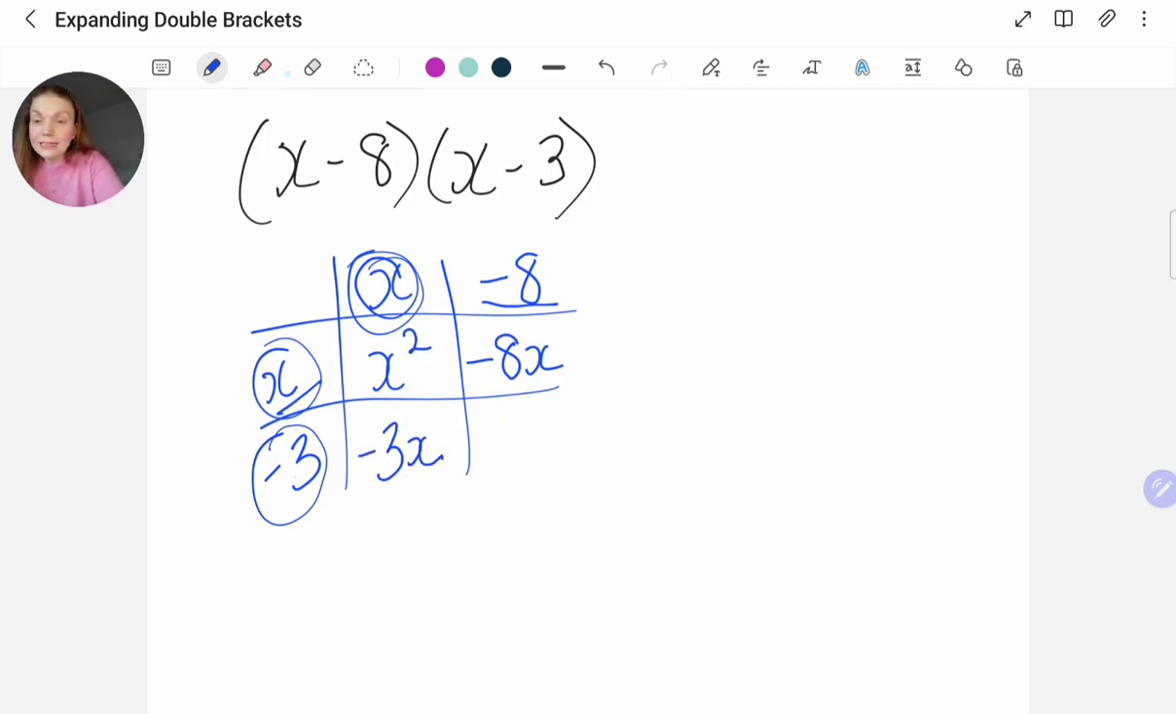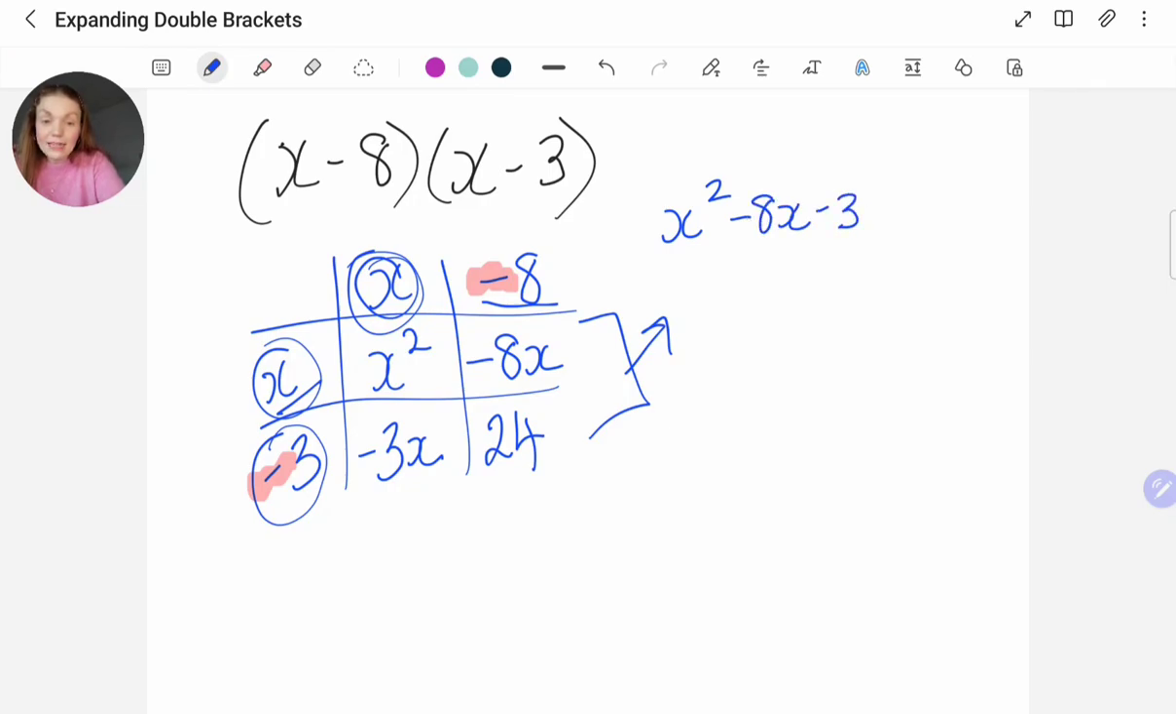Now remember, two minuses. What does two minuses give you? Two minuses is a plus. Remember, if the signs are the same, it's positive, and if the signs are different, it's negative. So that's what you need to remember. Signs are the same, so it's positive. 8 3s are 24. Take this out to the side. We've now expanded it: x squared minus 8x minus 3x plus 24.